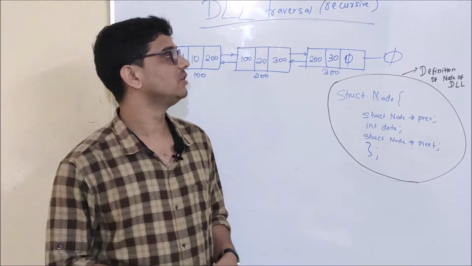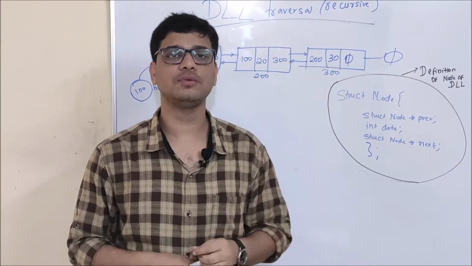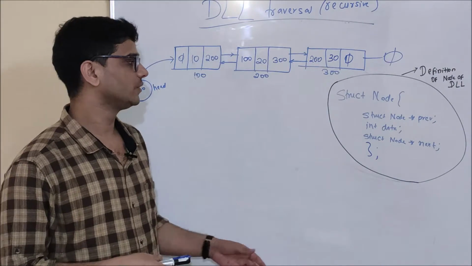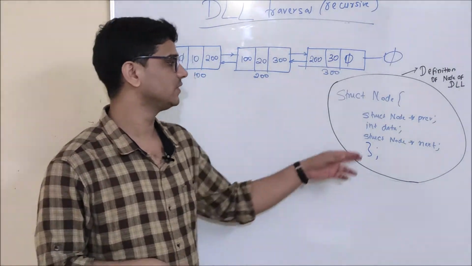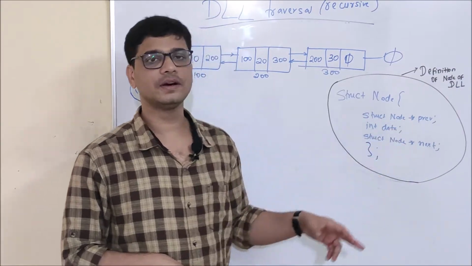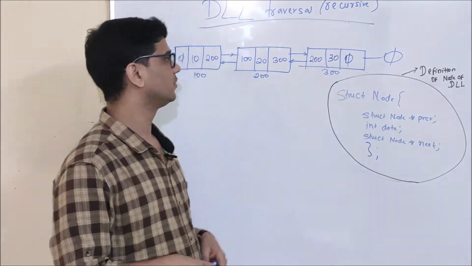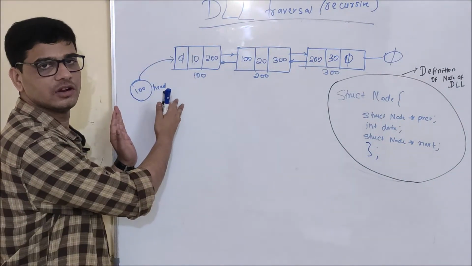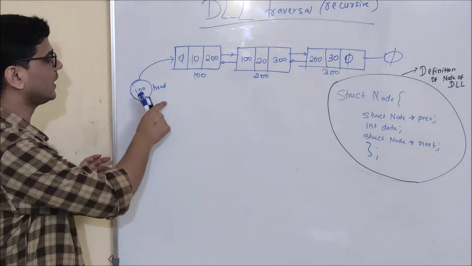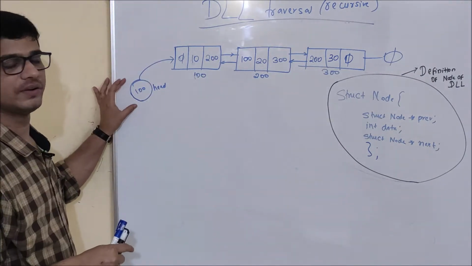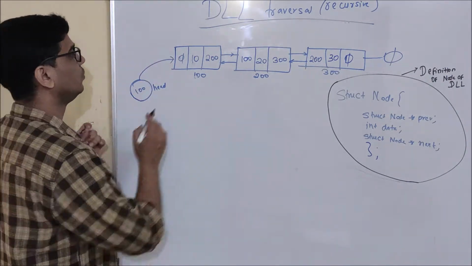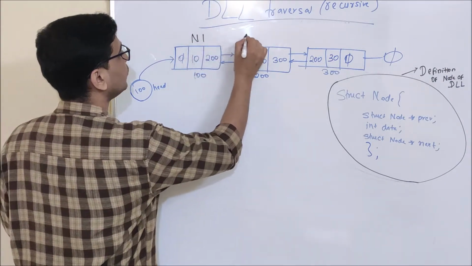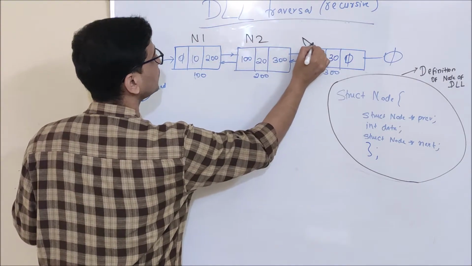Hello friends, in today's video we are going to write a recursive program to traverse a doubly linked list. So first of all, as you can see here, this is a definition of node of a linked list. It is having three parts: previous pointer, data part and a next pointer. And this is the linked list which we will be traversing today. So first of all, as you can see here, this is a head pointer containing the address of first node. And this is our node 1, node 2 and node 3.